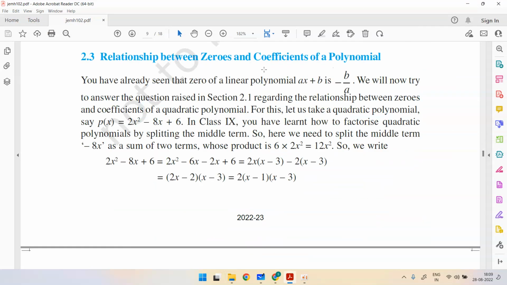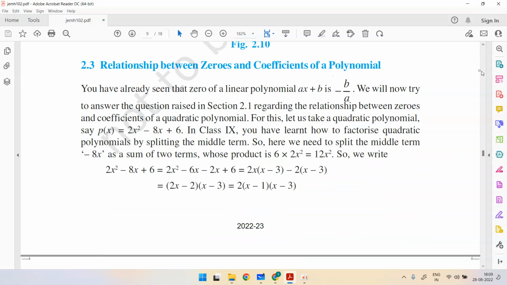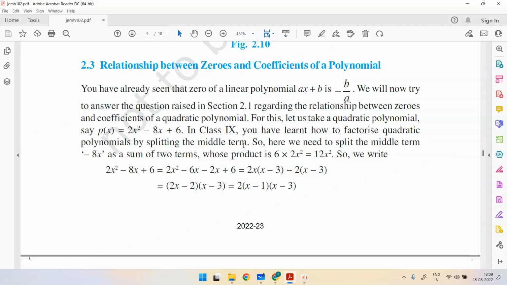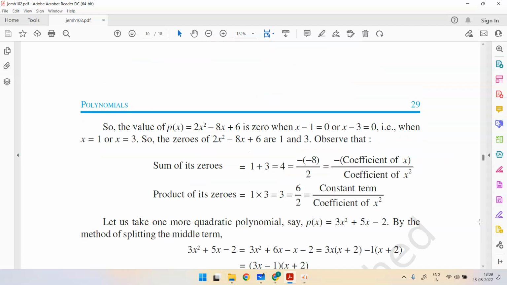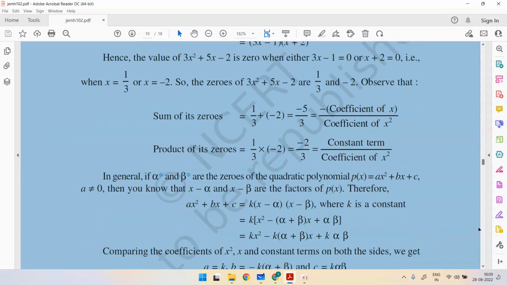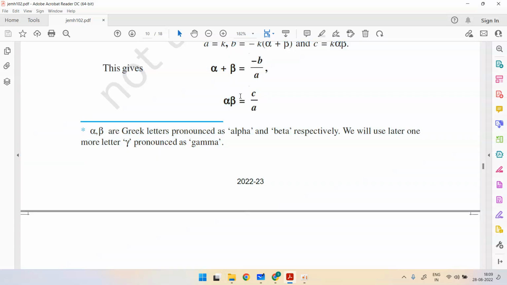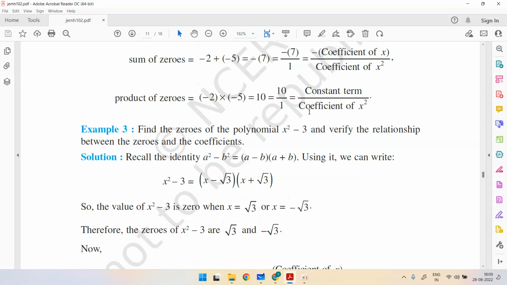Now, the relationship between zeros and coefficients of the polynomial. This is the relationship between zeros and coefficients. This is not a question. Product of zeros, sum of zeros. For a quadratic, the sum of zeros, alpha plus beta, is minus b by a, and the product, alpha beta, is c by a.